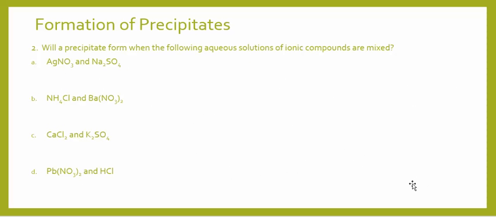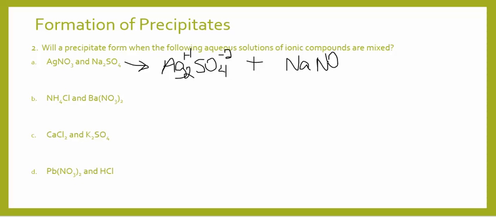Number 2, will a precipitate form when you mix solutions of these compounds? I'm going to predict the products first of all. The positives are going to switch, so silver is going to combine with SO4 to give me Ag2SO4. And sodium is going to combine with NO3 to give me NaNO3. Will a solid form?